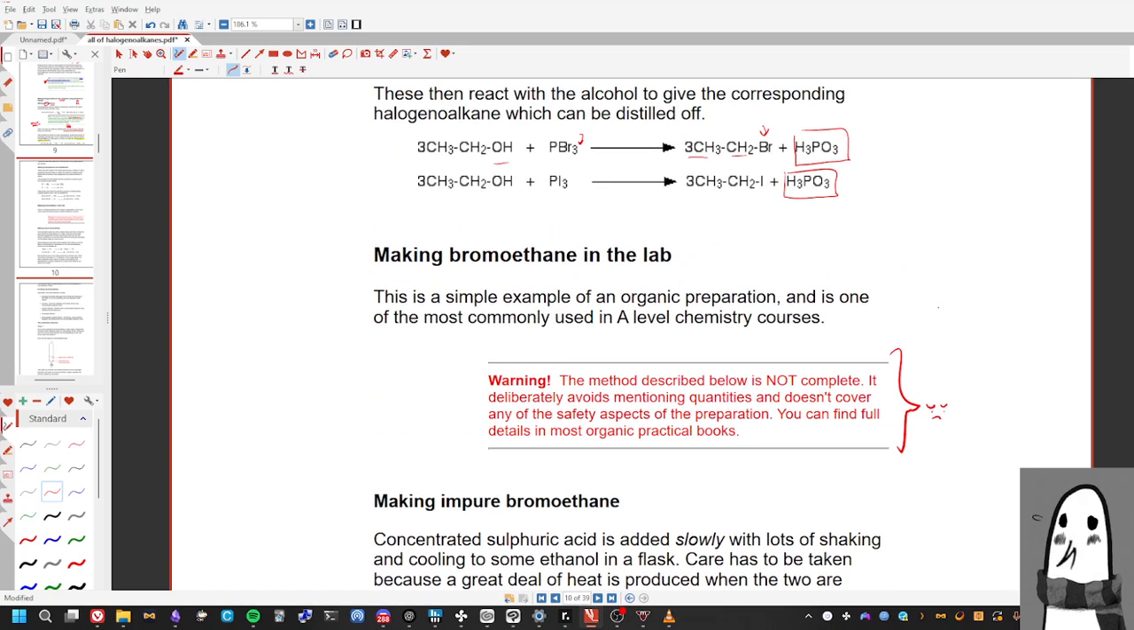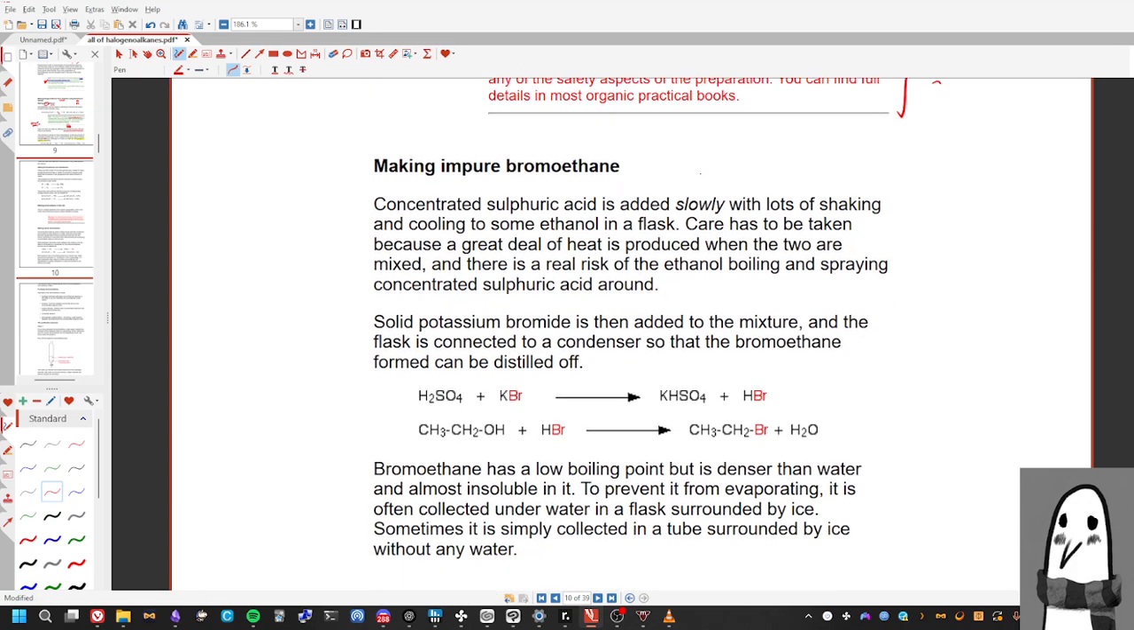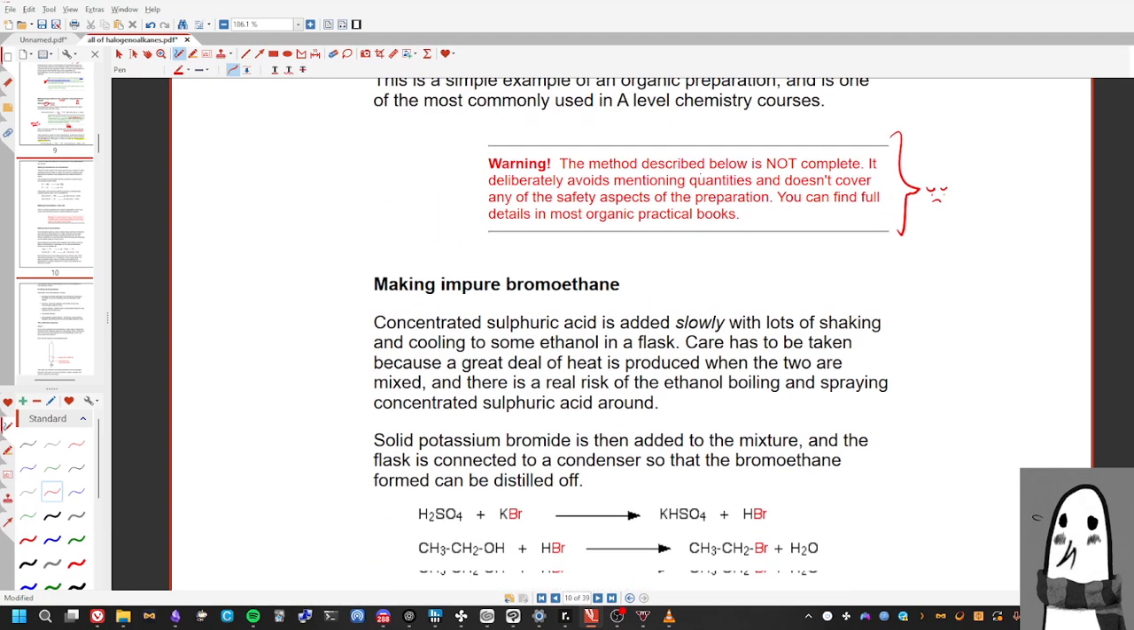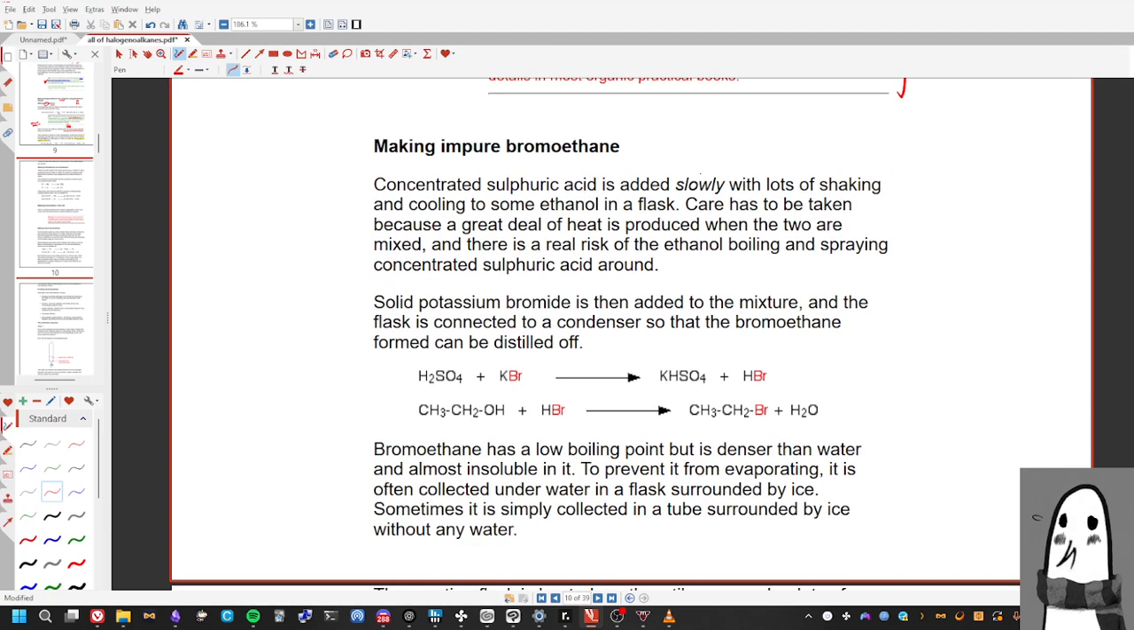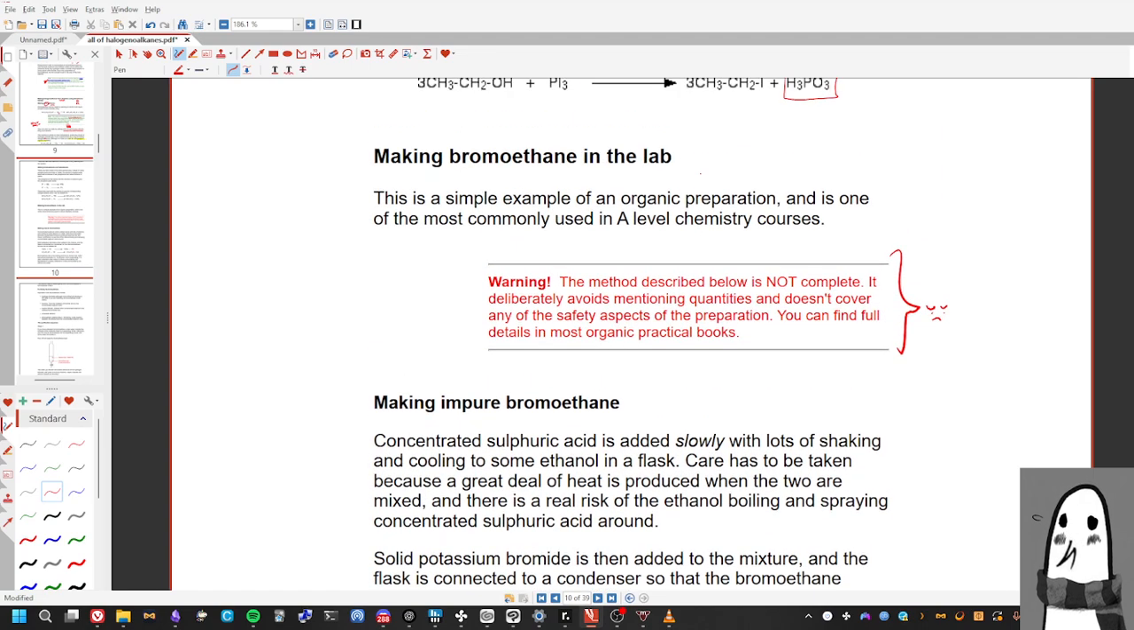Again, I just want to make sure you understand that the byproduct of these will always be H3PO3. Now, we're going to be making bromoethane. If you want to make bromoethane, first of all, note we're using ethane, that's the smallest one, and we're using bromine.